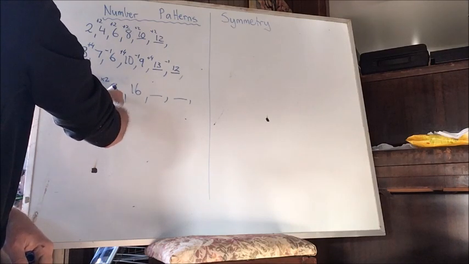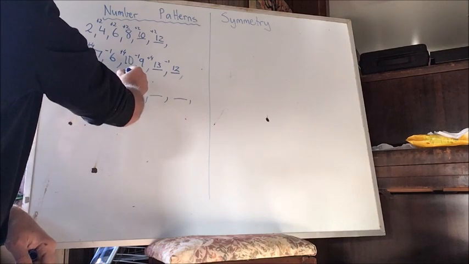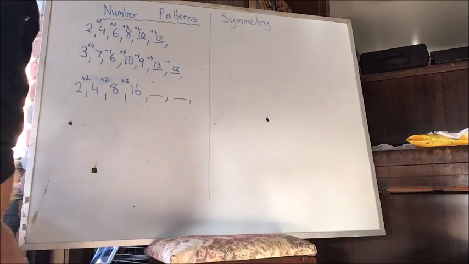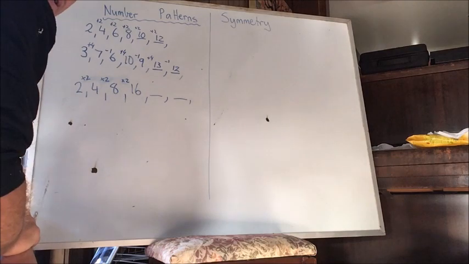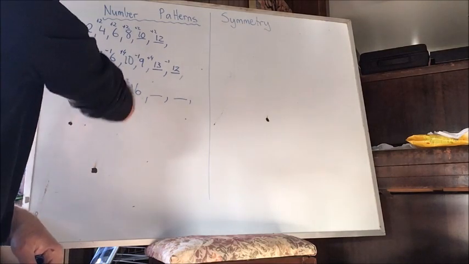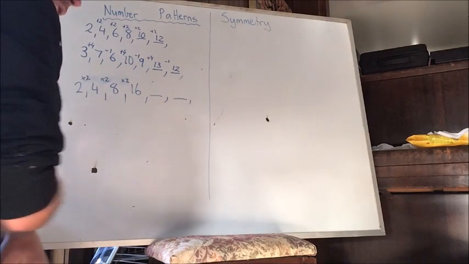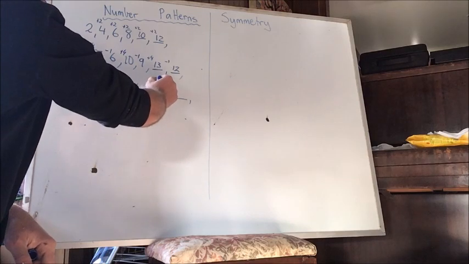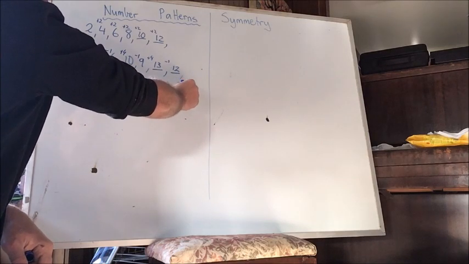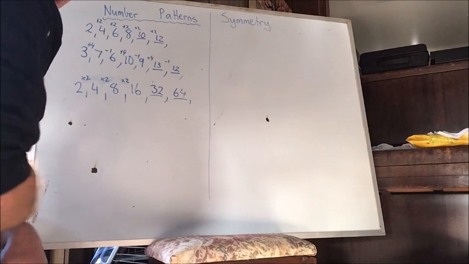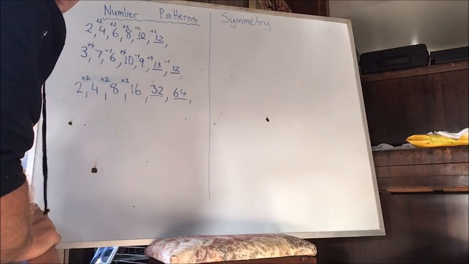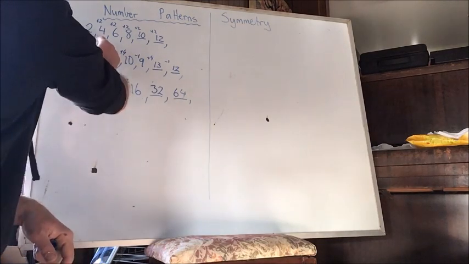Oh, wait. Well, if I times the 8 by 2, I get 16. Okay, so now we actually see our pattern because it doesn't change, and there's our pattern there. So our next two numbers would be 32 and 64.